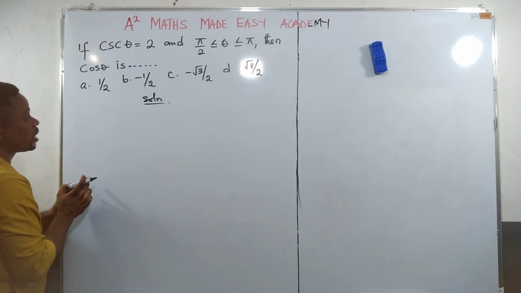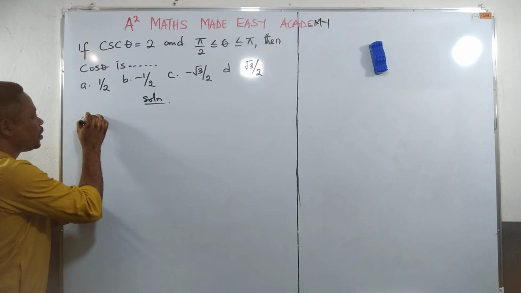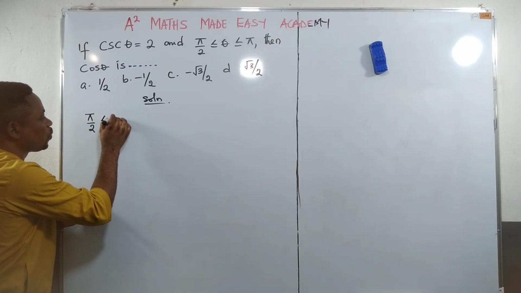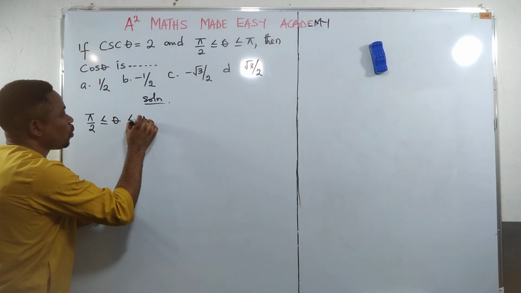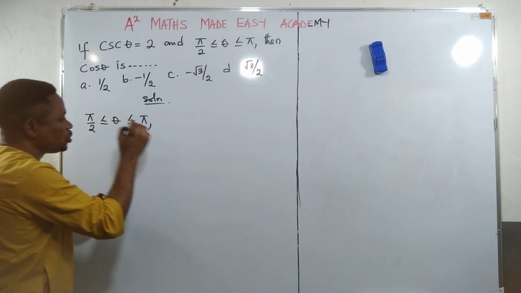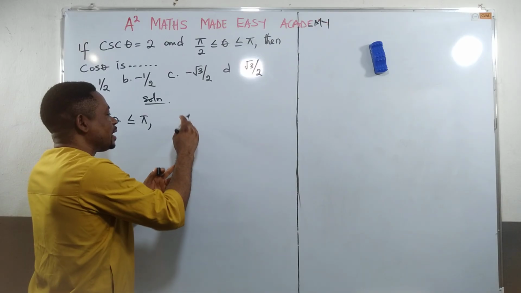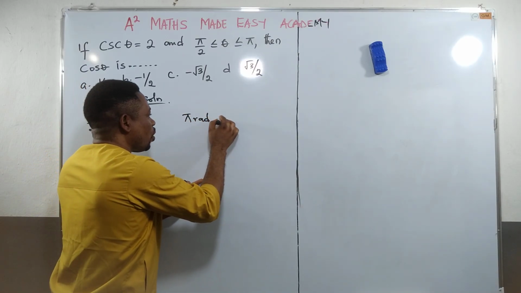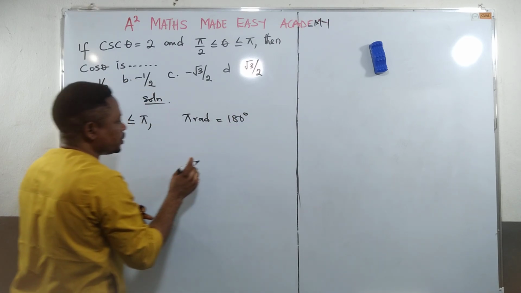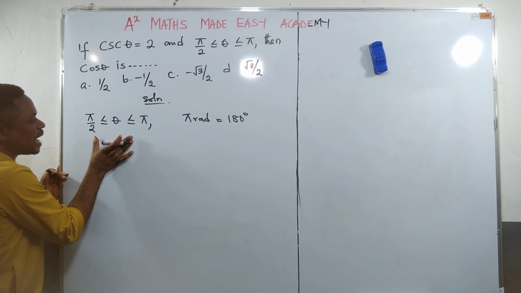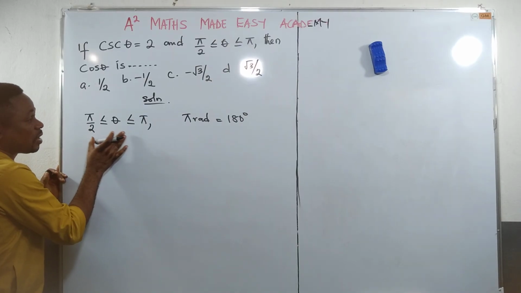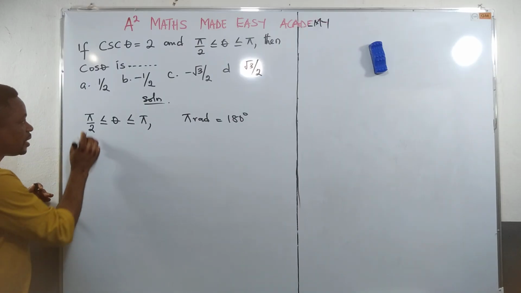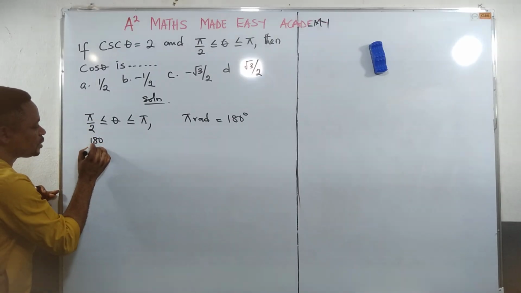Now what we are going to observe there is that, remember, they have given this in radian also. Pi over 2 is less than or equal to theta, less than or equal to pi. I've told you before, if you are converting radians to degrees or degrees to radians, the formula is always pi rad is 180 degrees. So with this, I can know the quadrant this particular angle falls in. Anywhere we see pi, remove it and introduce 180.